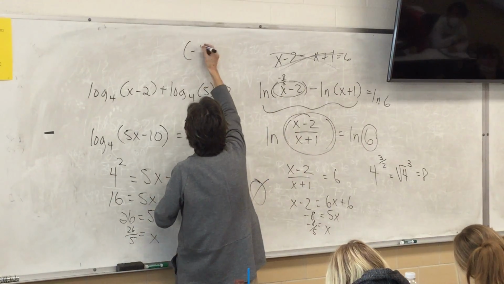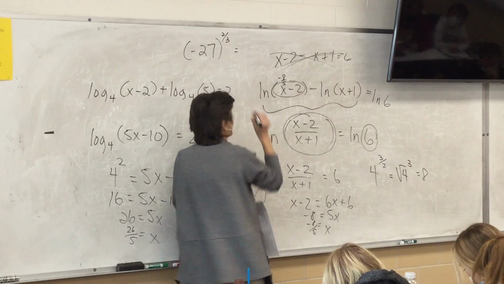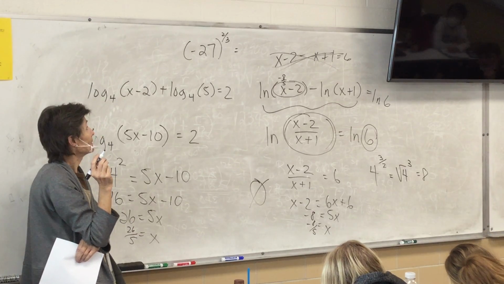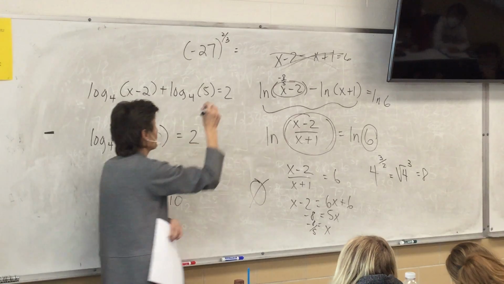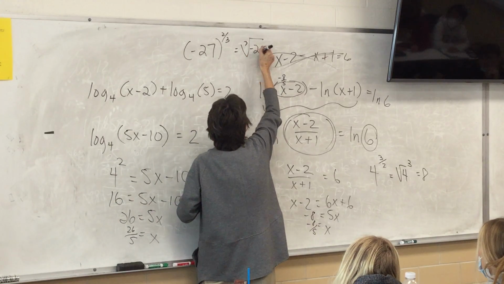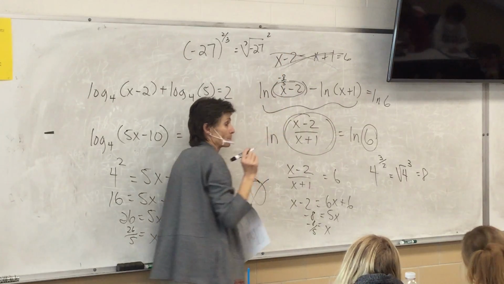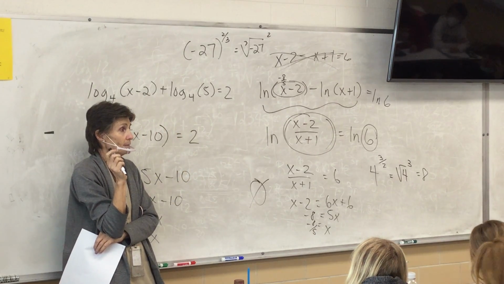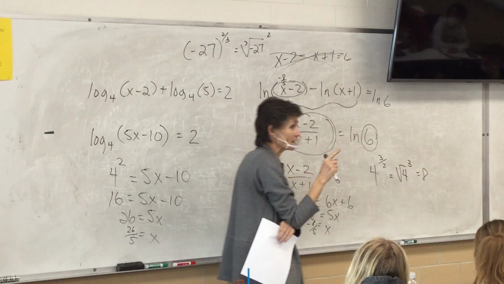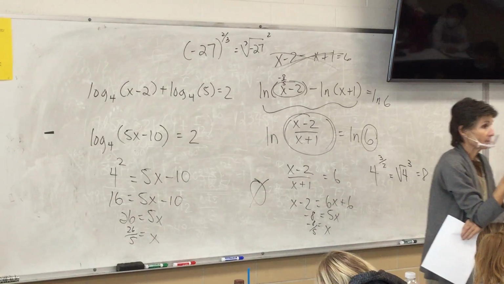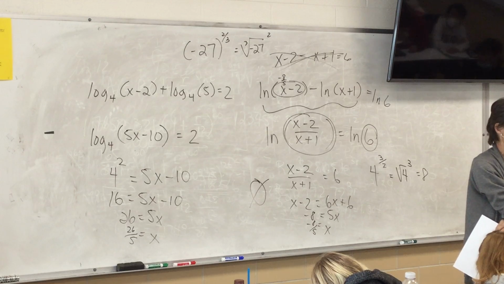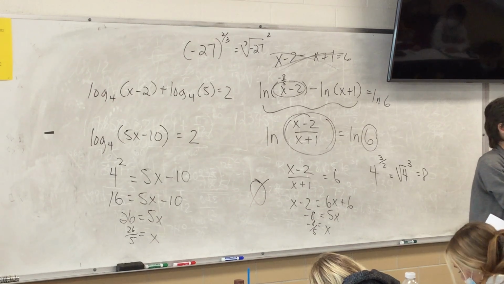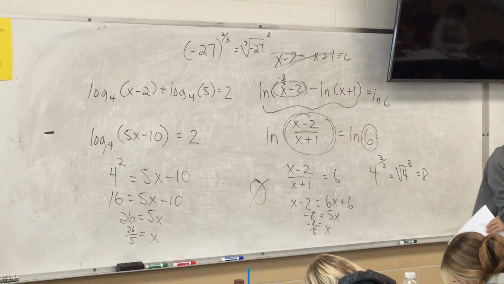Negative 27 to the 2/3. What does that mean? Cube root of negative 27 squared. So what's the cube root of negative 27? Negative 3. Boys and girls, we can cube root negatives, right? We can cube root negatives. Can't square root them. But the cube root of negative 27 is negative 3. But then when I square that, I get positive 9.